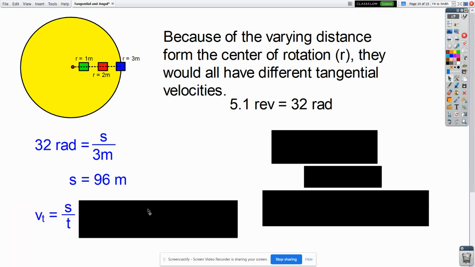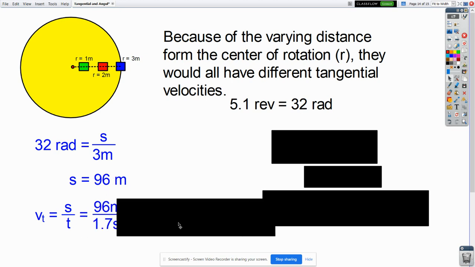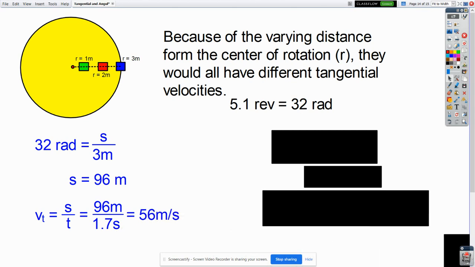Calculating the tangential velocity then, it is equal to the arc length divided by the time. Arc length is 96 meters. The time was 1.7 seconds. Its tangential velocity would be 56 meters per second, and that would be a huge number for a carousel. That would be the wildest carousel you've ever ridden.